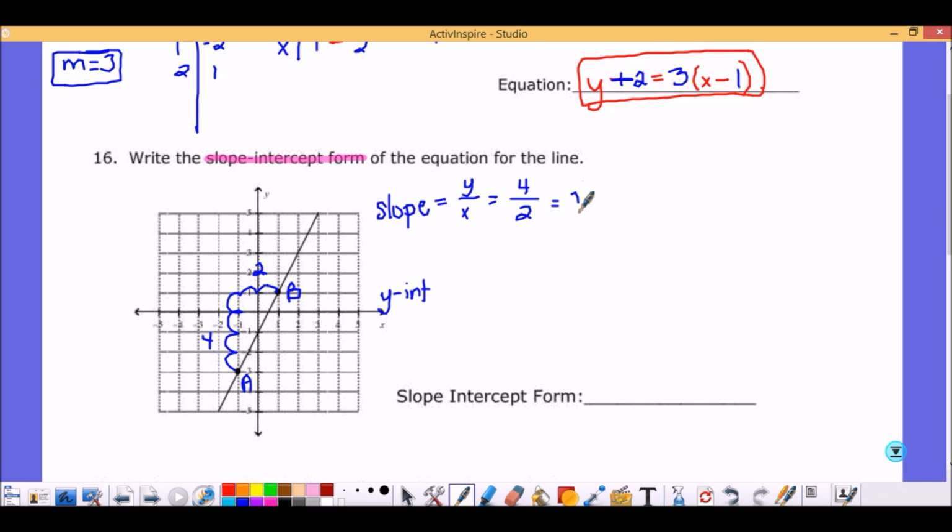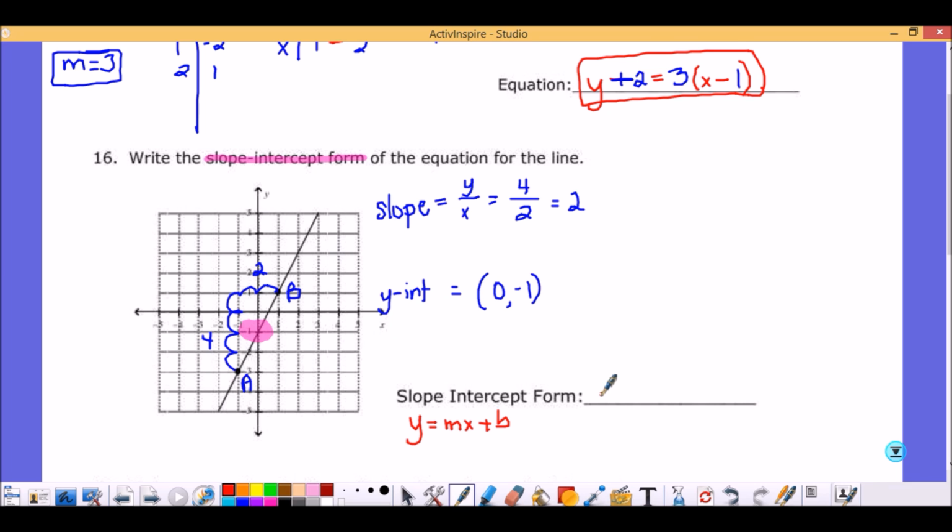Now I'm going to look for the y-intercept. The y-intercept is where it crosses the y-axis, which is here at this point. So the point is at (0, -1). All right, so for the slope-intercept form, this is in y equals mx plus b form. So I now have everything that I need.